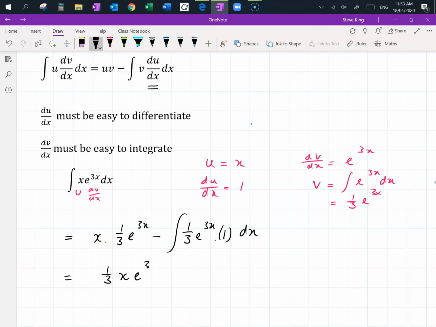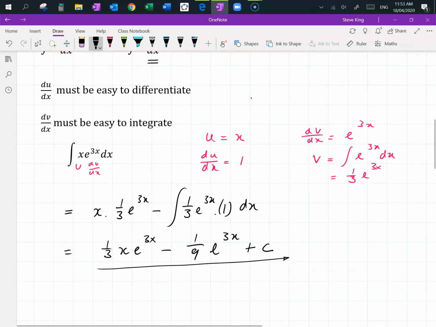And if we tidy this up now, we're going to get 1/3 x e to the 3x minus the integral of e to the 3x, which is 1/3 e to the 3x, so I'm going to end up with 1/9 e to the 3x plus c. And so there I now have the integral of that rather complicated looking initial function, x e to the 3x.